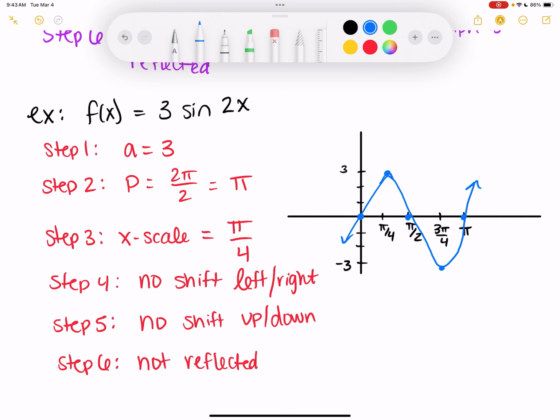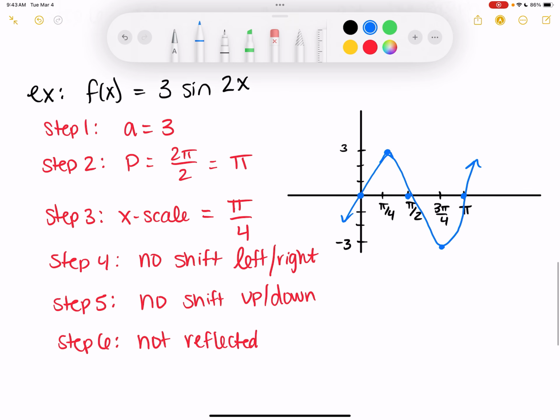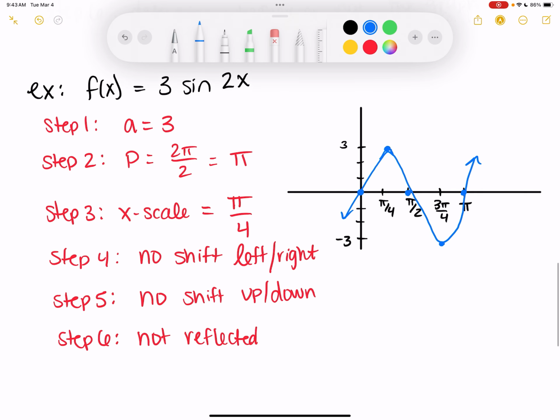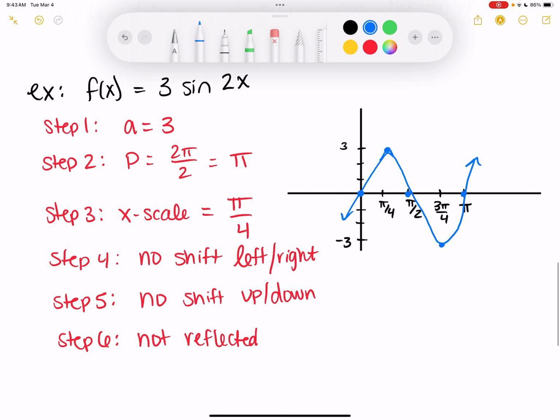Any questions on that one? So why do we go up 3 at pi over 4? Is that just how it always is? It always starts at 0 and goes up, and then down. Does it only go up 3 because that's the amplitude? It goes up to your amplitude. Oh, so these are like frequency waves. Okay, that makes more sense. Yeah.